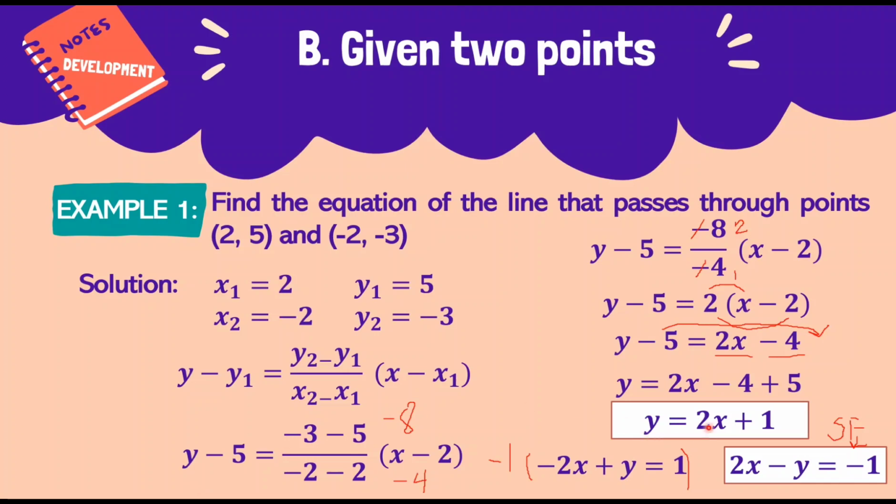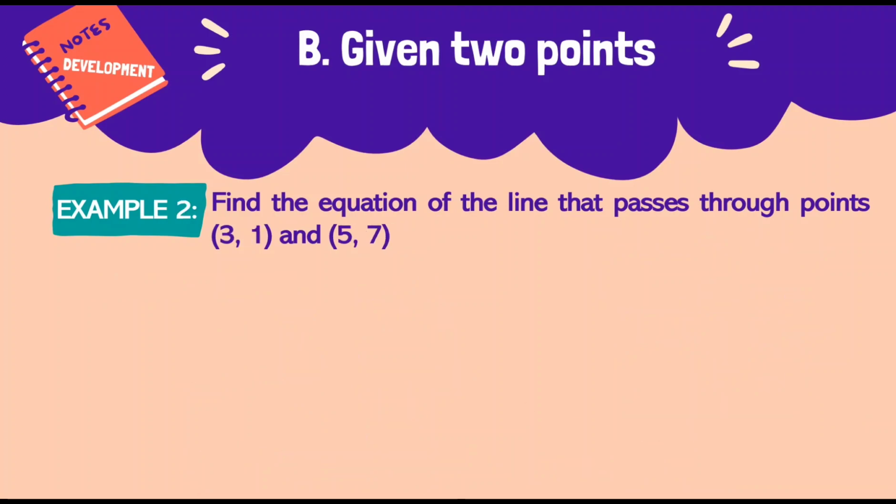Next example, when the given are 2 points, so find the equation of the line that passes through points 3 and 1 and 5 and 7. So just like what we did on our first example, we need to find the values of our x sub 1, x sub 2, y sub 1, and y sub 2. Okay, so since you are very familiar na, we can rewrite it easily. So our x sub 1, 3. Our x sub 2, 5. Our y sub 1, 1. And our y sub 2 is 7.